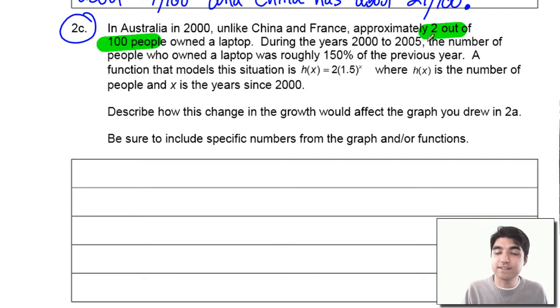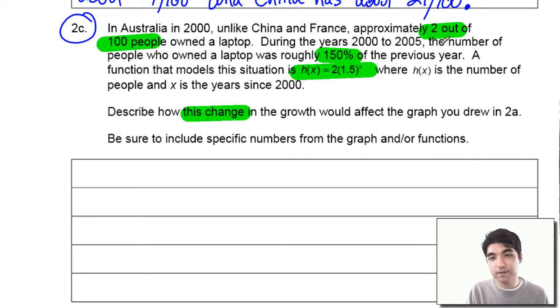During the years 2000 and 2005, the number of people who owned a laptop was roughly 150% of the previous year. A function that models this situation is h of x equals 2 times 1.5 to the x power, where h of x is the number of people and x is the years since 2000. Describe how this change would affect the growth rate that you drew in 2a, and be sure to include specific numbers. Okay, so now our equation is h of x equals 2 times 1.5 to the x power.